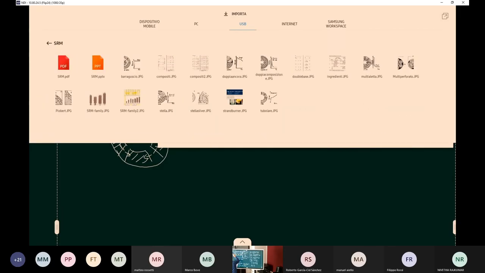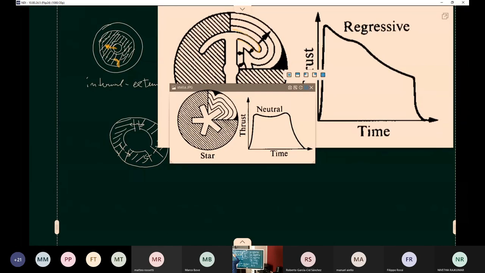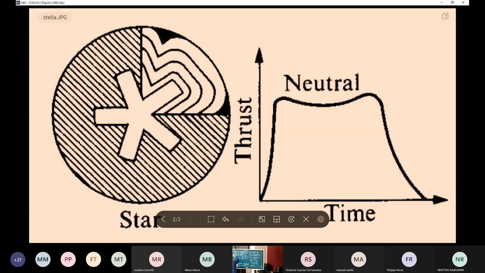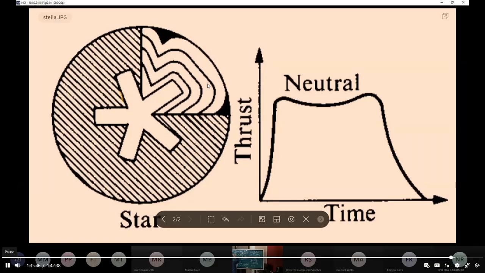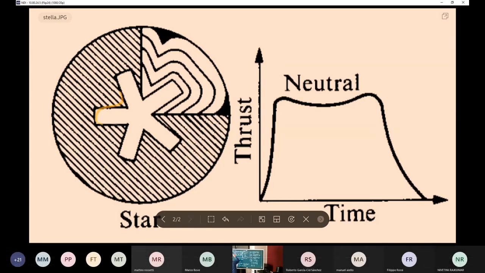Let's see also this case here. This is one interesting and common shape. Now you see this with these squared, let's say, right corners here, but it can also be something smoother like this. And these are the star grains, which are common because it's a relatively simple geometry that allows you to have a more or less neutral profile. So this is an important possible option.